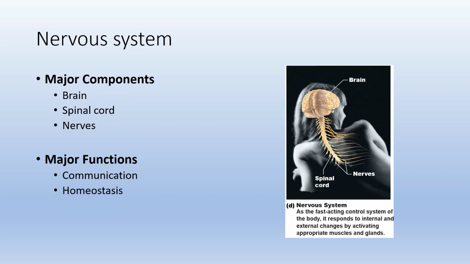Next, we have the nervous system. The nervous system includes the brain, the spinal cord, and the nerves coming off of the brain and spinal cord. All three of those organs and structures allow for communication throughout the body, as well as maintaining homeostasis. And we will address homeostasis in just a little bit.